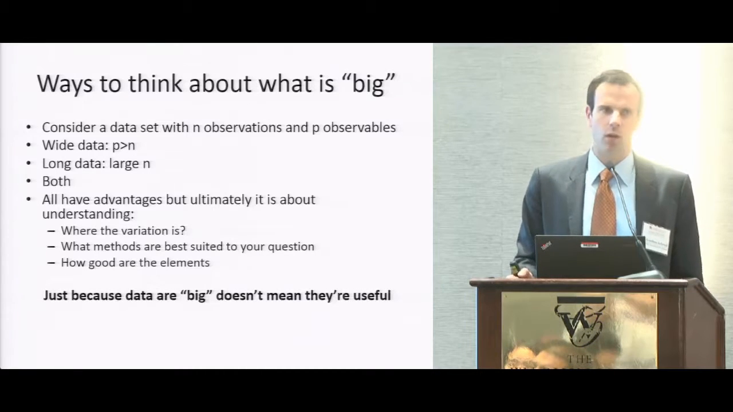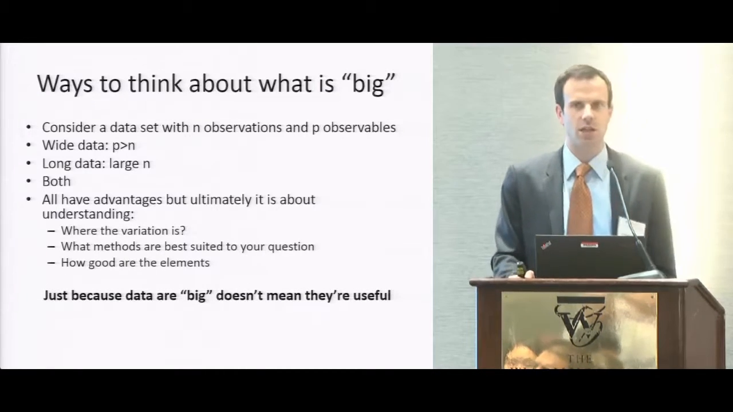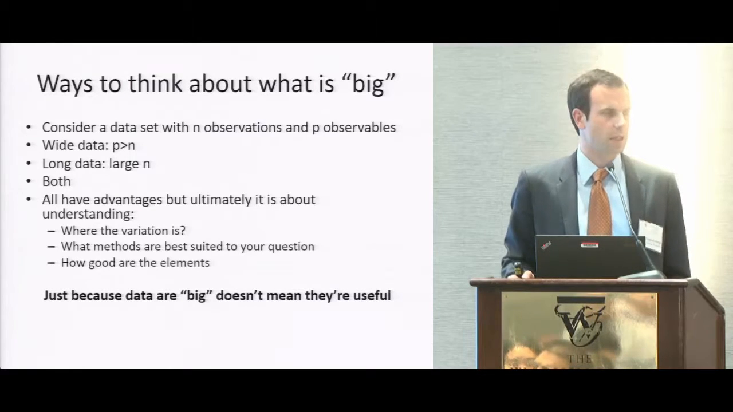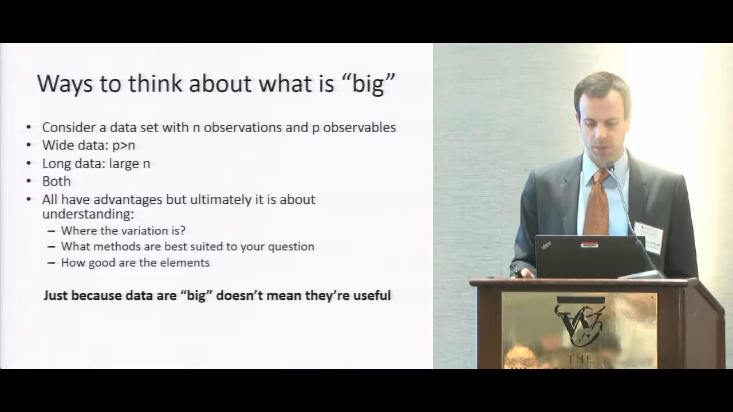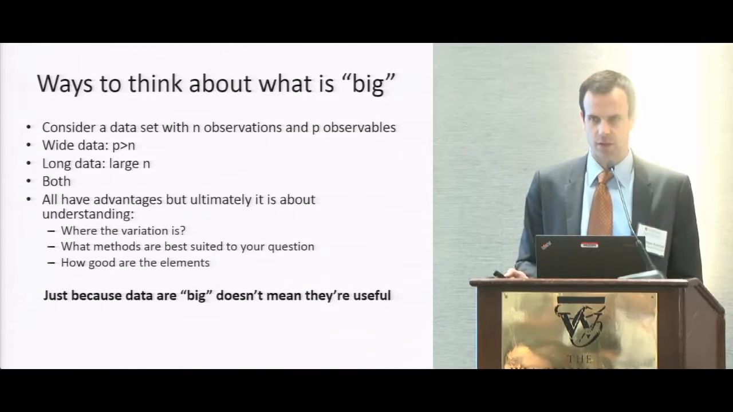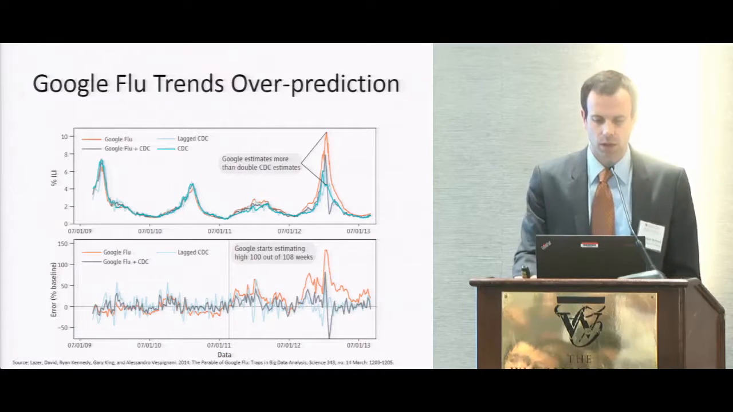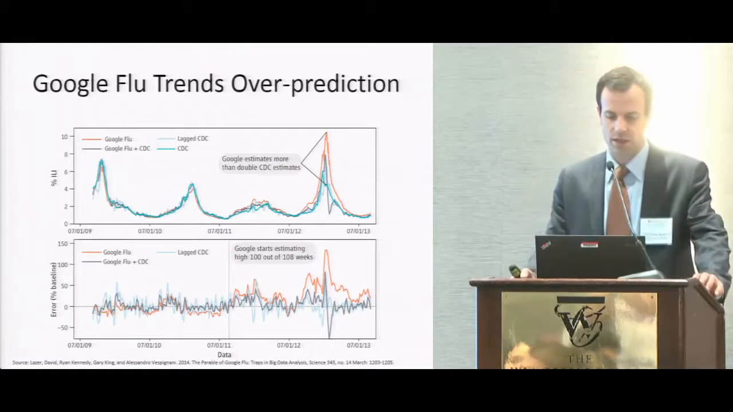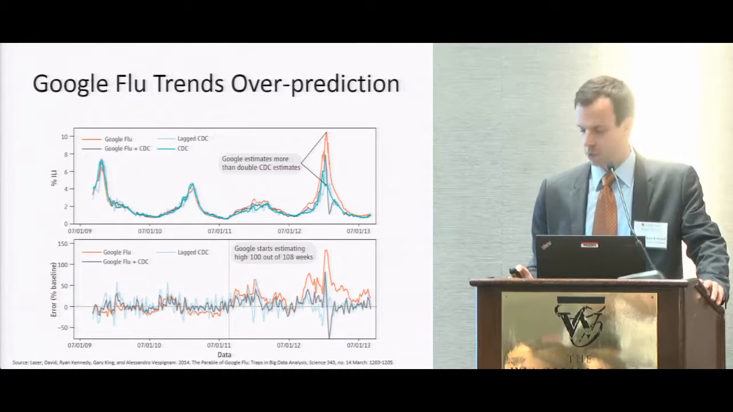But I would motivate that ultimately it's still about finding where the variation is in the data. Why are we seeing what we're seeing? And I want to give you an example shortly, but just because data are big doesn't mean they're useful. I'm probably preaching to the converted on that to some degree. But let me give you a little example, and this is a nice piece by David Lazer and co-authors in Science, looking at Google Flu Trends.